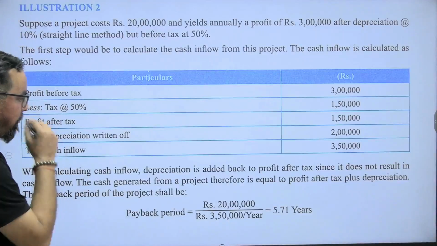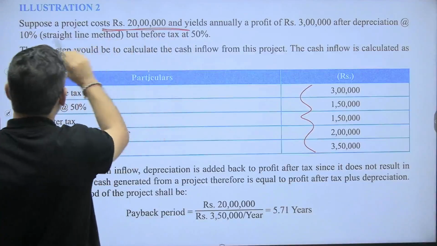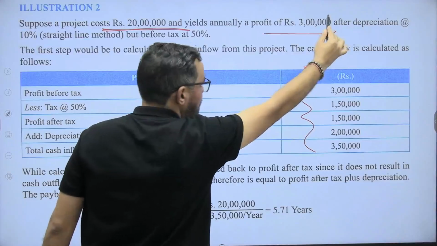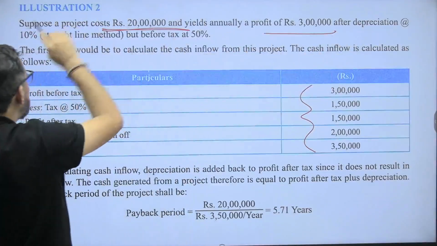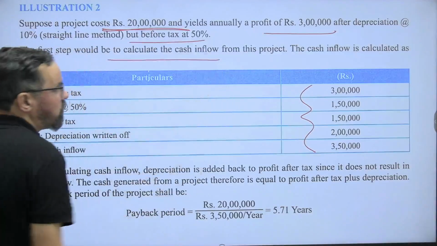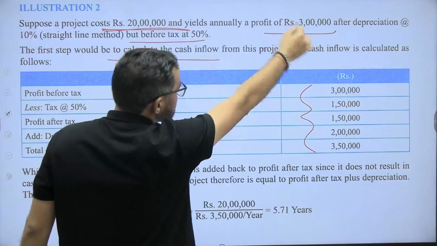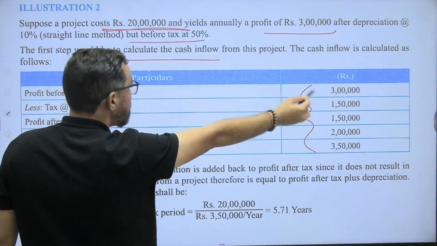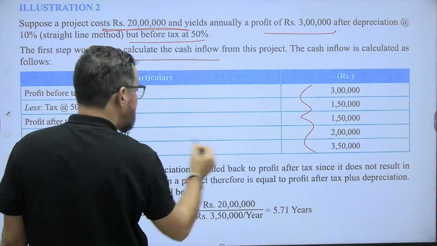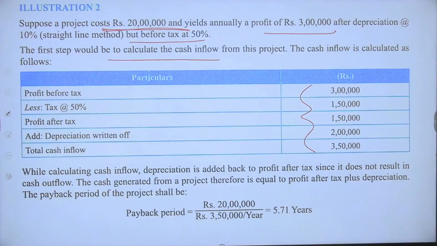Okay? So let's say these are the investments. The investment is how much? 20 lakh. Okay? Suppose a project costs 20 lakhs, and yields an annual profit of 3 lakhs, after a depreciation of 10%, before tax of 50%. Okay? The first step to calculate the inflow is cash flow. Okay? So first, let's say profit before tax is 3 lakhs and your tax is 50%, 1.5 lakhs. Profit after tax is 1.5 lakhs and depreciation is 2 lakhs. Okay? So 3 lakh 50,000 total. 3 lakh 50,000 is the total annual cash flow.